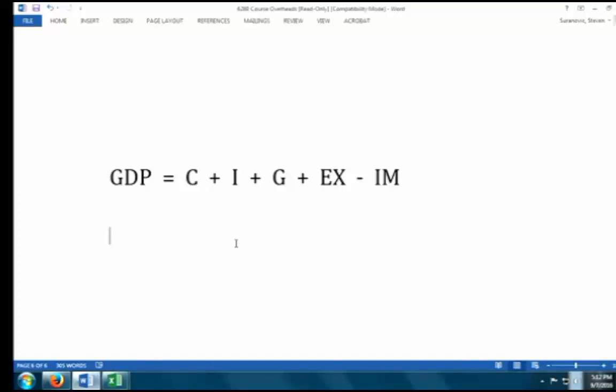We talked at the end of class last time about why imports are subtracted off of this particular identity and some confusions that can come about by virtue of that minus IM at the end of this identity. Today what we're going to do is focus our attention on the last two components. This is an international economics course, so we're going to focus our attention on exports and imports. And so let's get started doing that.